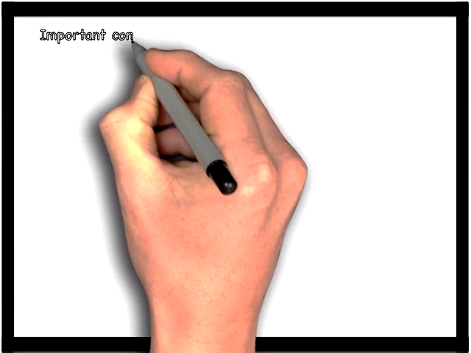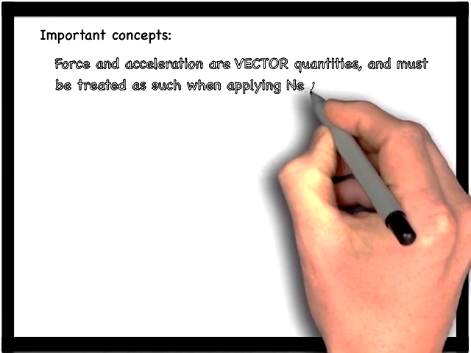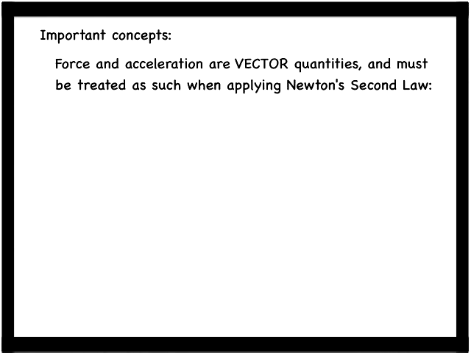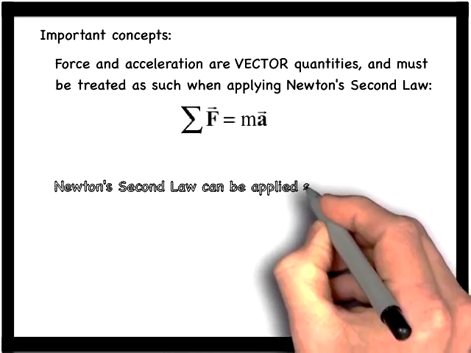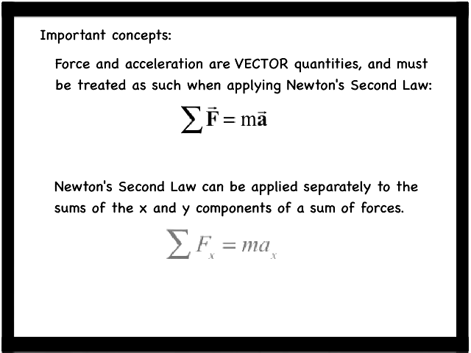The important concepts to take from this section are: 1. Force and acceleration are vector quantities and must be treated as such when applying Newton's second law. And 2. Newton's second law can be applied separately to the sums of the x and y components of the sum of the forces in order to determine the x and y components of the resultant acceleration.